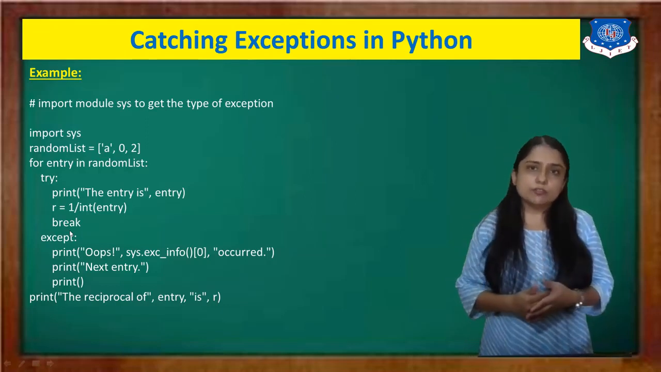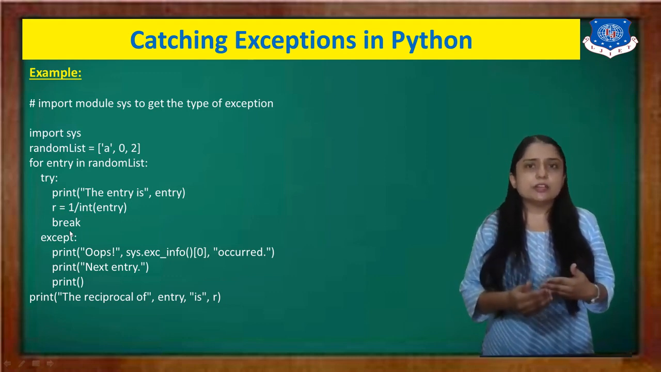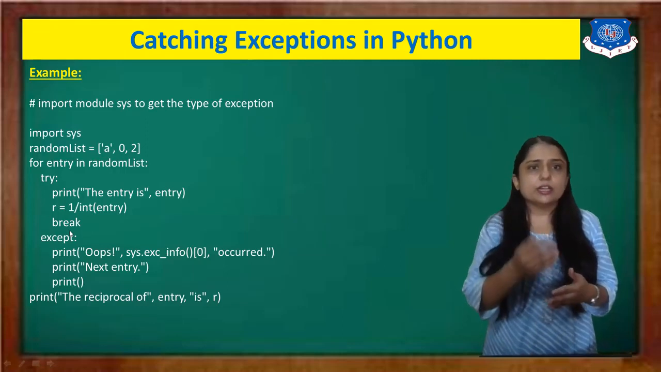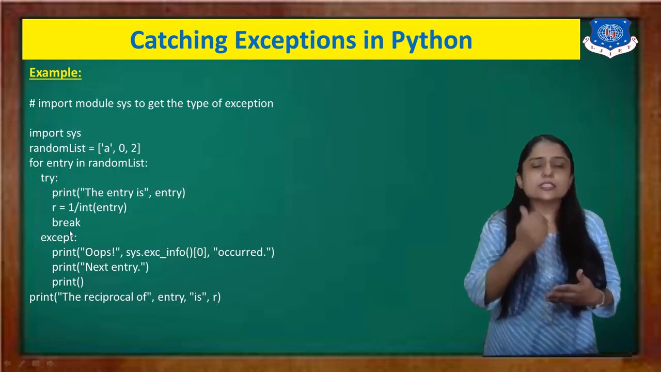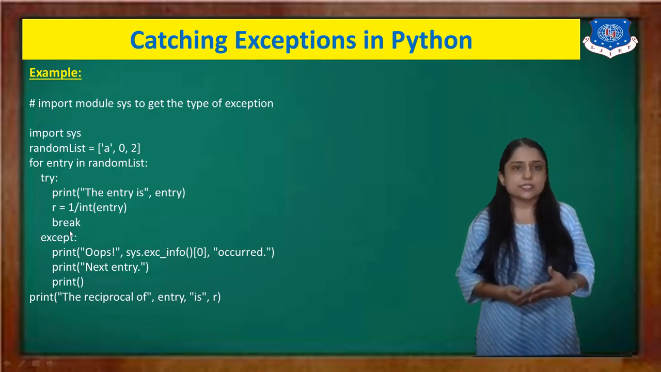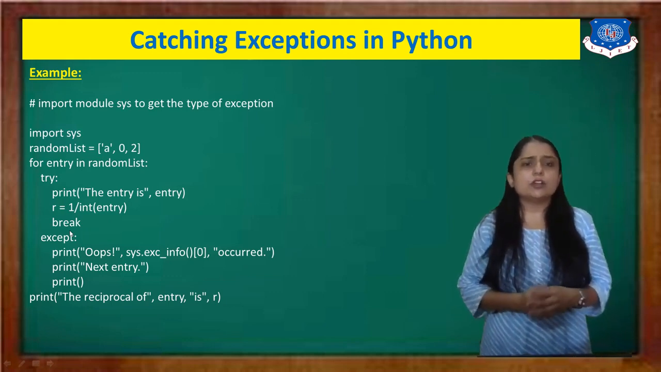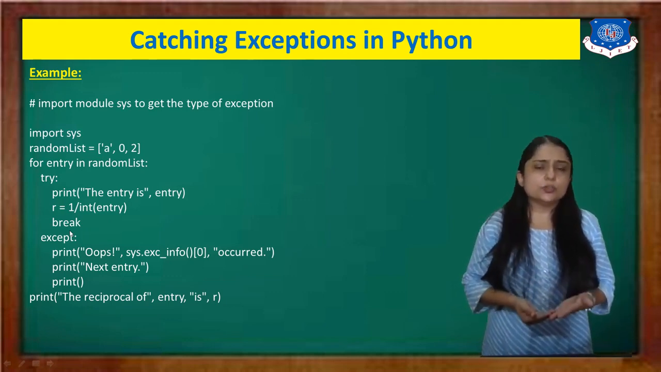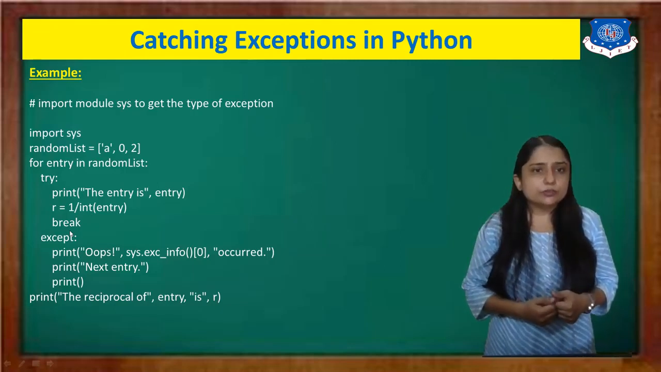Earlier, I mentioned one exception, that is the zero division error. Then there is a name error, and some other errors. You can get the complete list of that in the sys module. So I just want to import that module, that is sys. And then I have taken one random list, that is a, 0 and 2. So here I have one alphabet and 2 integers.